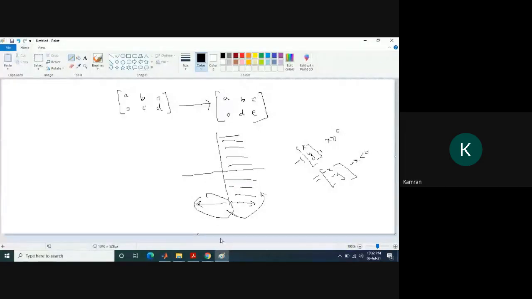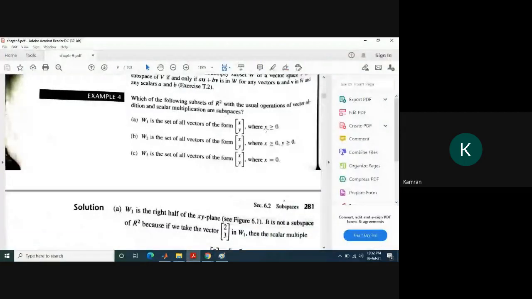So W1 is not a subspace. Similarly, W2 is the set of all ordered pairs xy such that the first component is positive and the second is also positive. Now if you multiply this with -1, the first component will become negative and the second will also become negative. So it is not a vector space, since it is not closed under scalar multiplication.